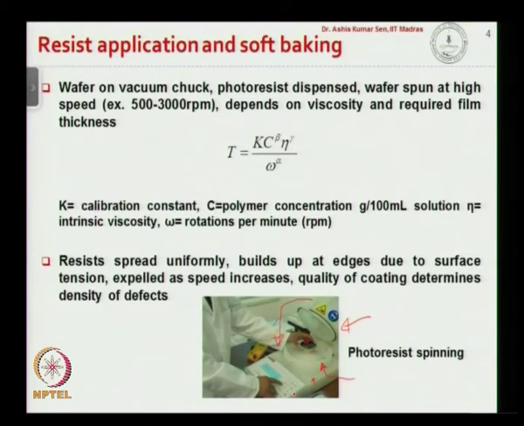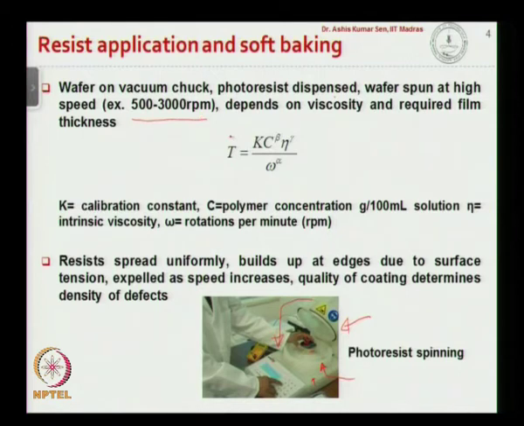So this is the procedure. You place the wafer on the vacuum chuck and dispense the photoresist, and then we spin the wafer, or the chuck, at high RPM, typically 500 to 3000 RPM is used in spin coaters, and depending on the viscosity and the required film thickness, we can adjust the speed.